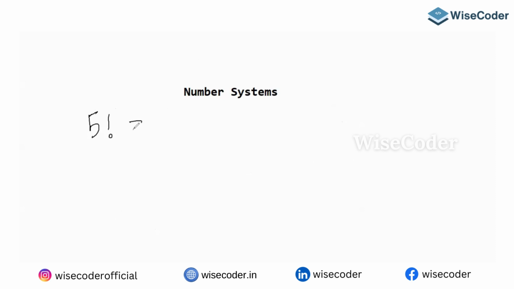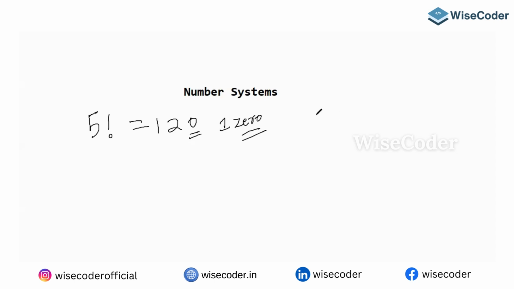I know 5 factorial. What is 5 factorial, guys? 120. So you can say, yes, at the end of 5 factorial, one 0 will be there. Okay, so at the end of 5 factorial, how many zeros will be there? One 0 will be there. How are you going to say this?